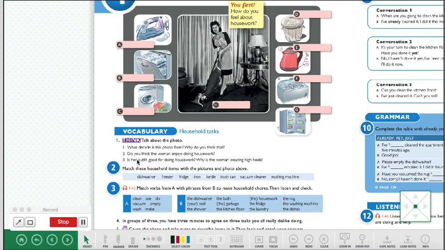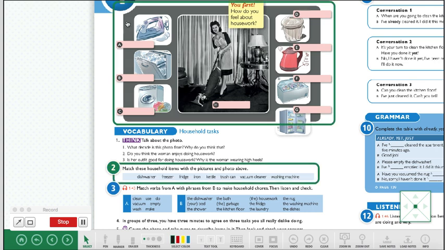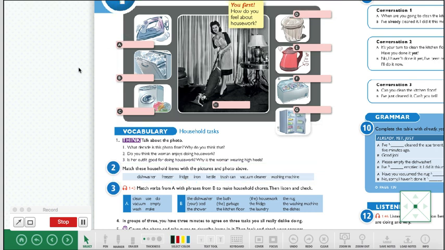Now, in this vocabulary section, we are talking about household tasks. If you don't remember, tasks are like the work or activities we have to do in the household, because they are related to the house, okay? If you have to do the dishes, iron the clothes, I don't know, make some breakfast, those are household tasks, okay?